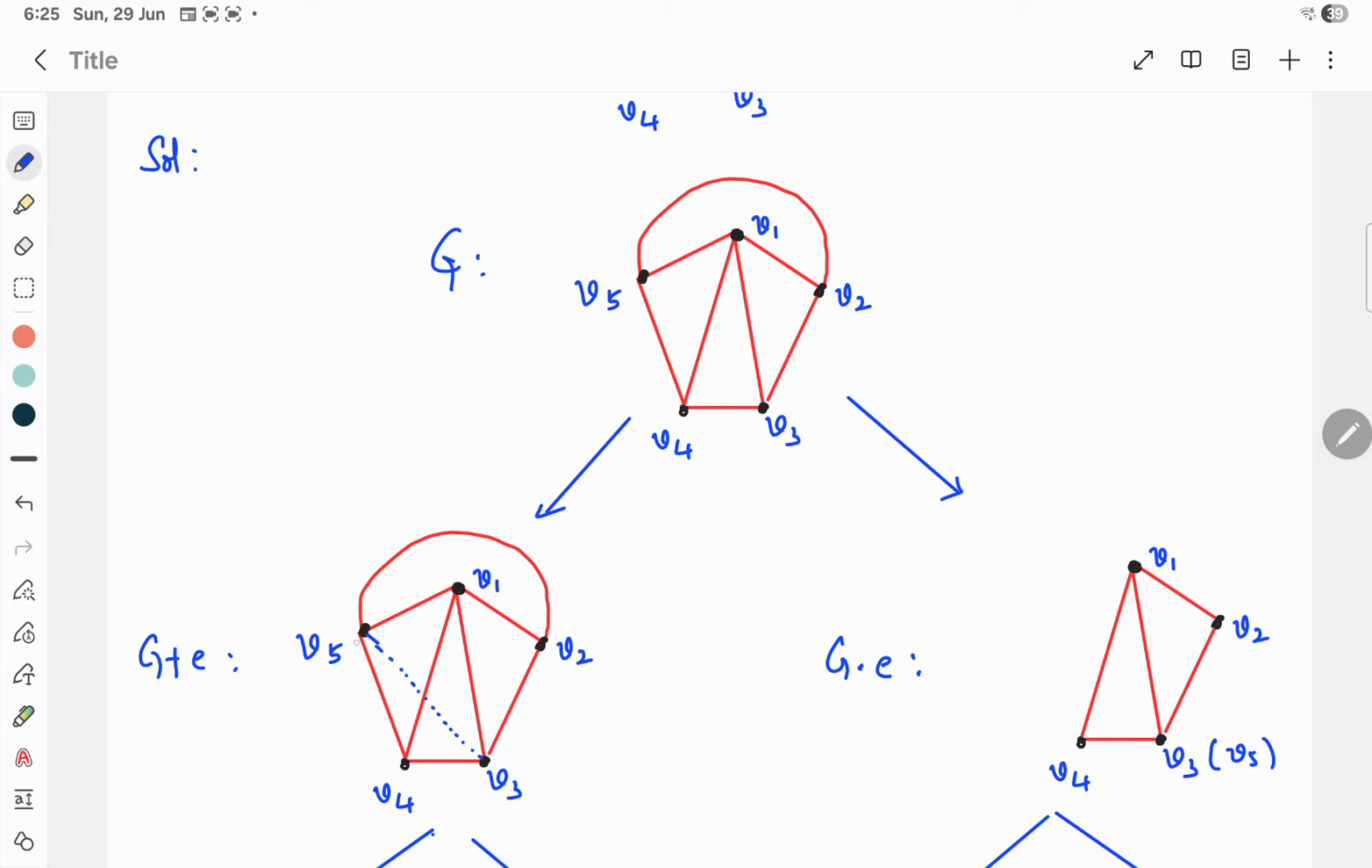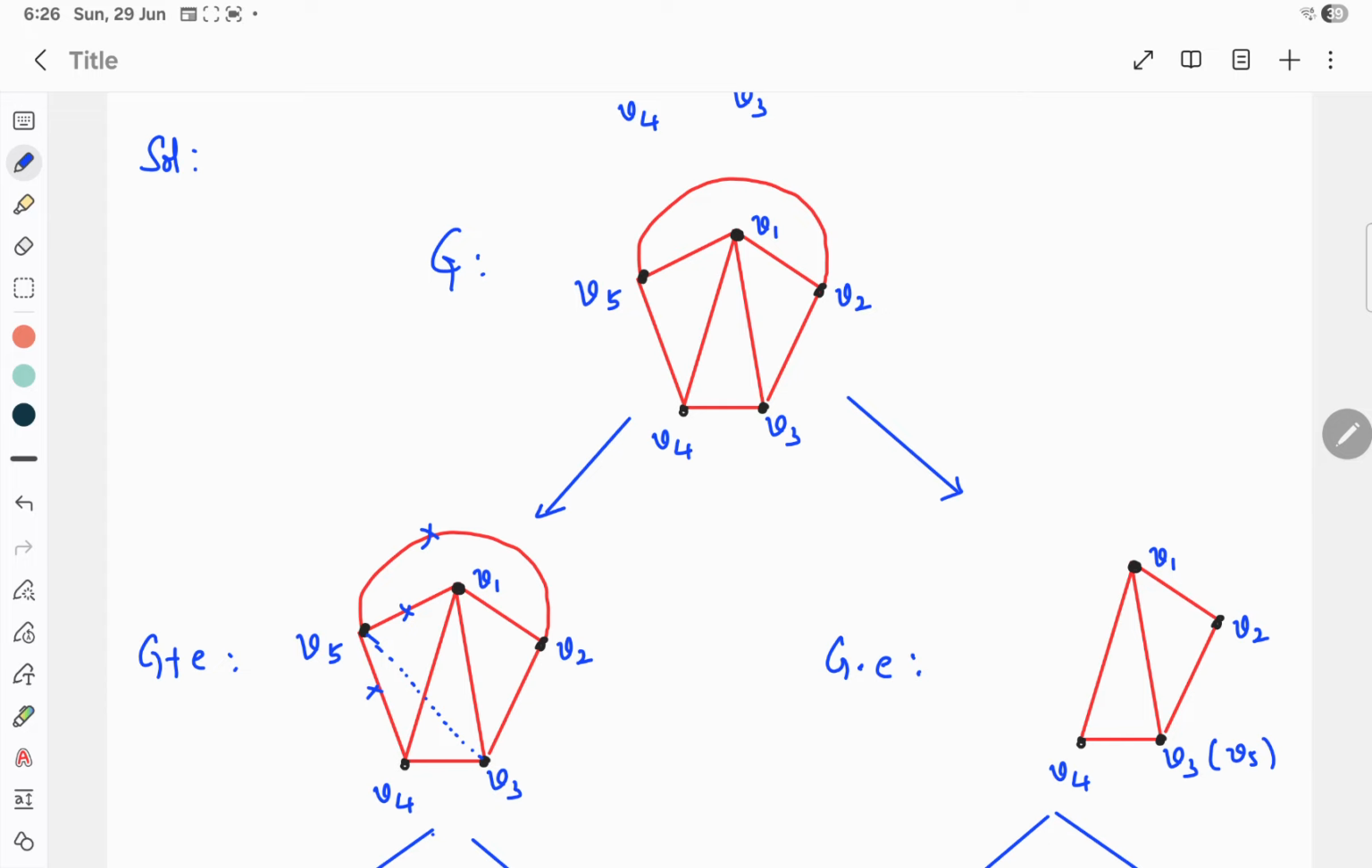So V5 will fuse with V3, so it becomes V3, and whatever edges are incident to V5 will go off. That is, this edge will go off, this will go off, right? This is cancelled, and the new edge which we have included will also go off. So this is what we get. This is G into E.